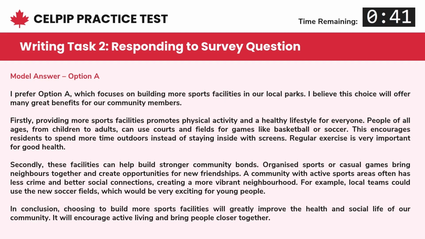The writer uses helpful linking words to connect ideas smoothly. Examples include firstly, secondly, and in conclusion. These words make the essay easy to follow. For vocabulary, the answer uses effective terms like promotes and vibrant. These are slightly more advanced words that improve the quality of the writing without being too complex for the target level.